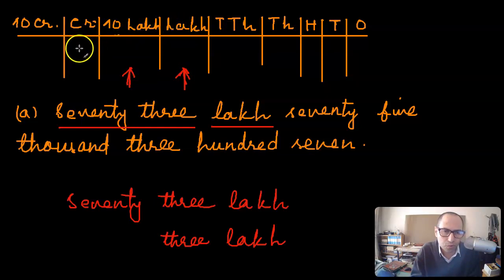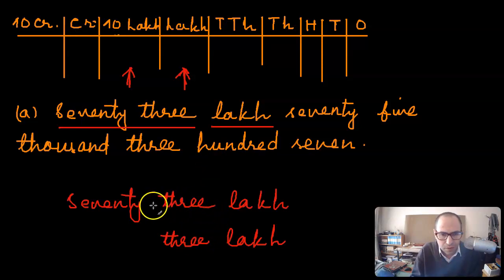And then after 99 lakhs, you would have a crore. Then you go from 1 crore, 2, 3, 4, 5, 6, all the way up to 99 crores. And then you have 1 Arab. And then after the Arab, you have the Kharab, and so on and so forth, right?